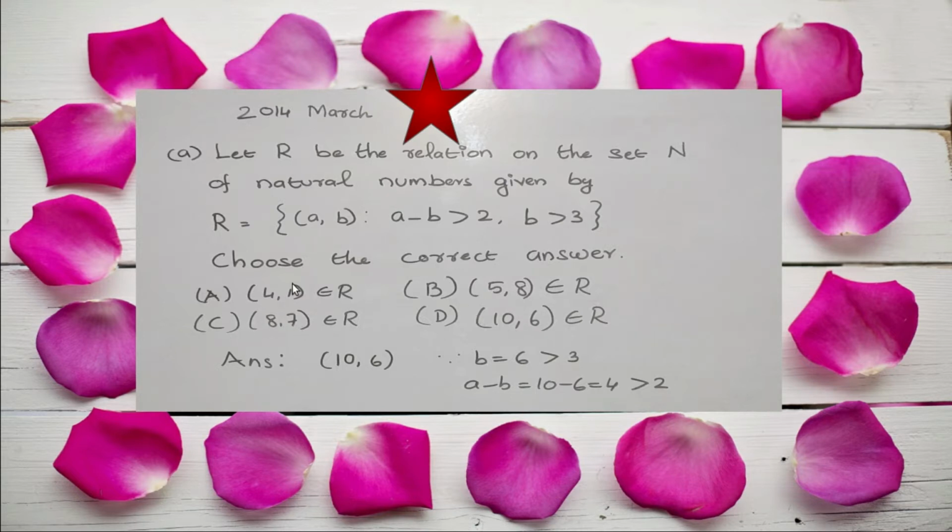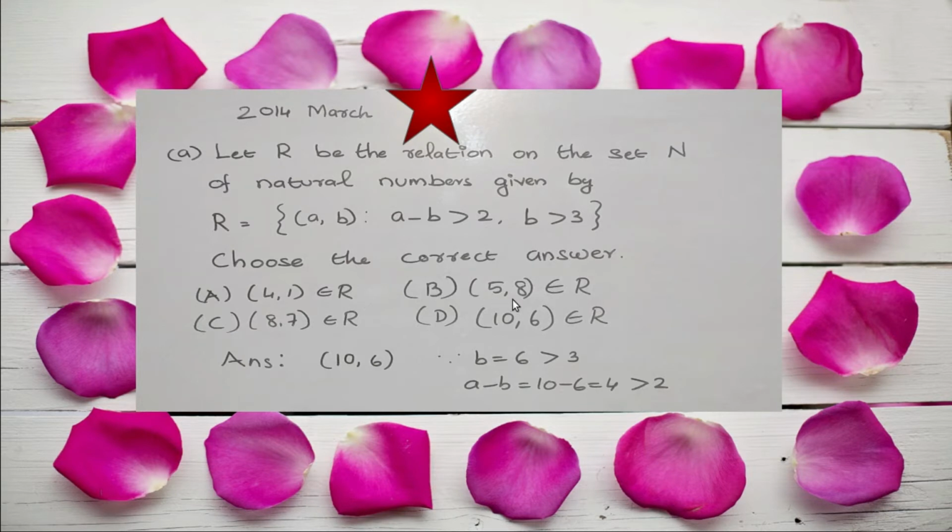Now clearly this element is not in R because it violates the second condition, b is greater than 3. Here b is 1 which is not greater than 3. So this ordered pair (4, 1) does not belong to R. So this is not the answer.